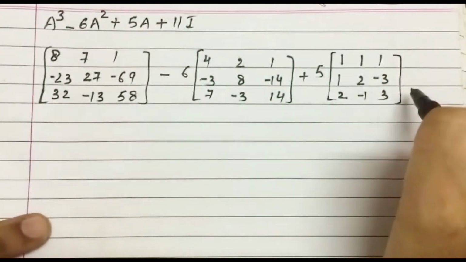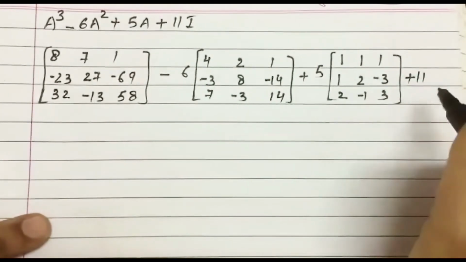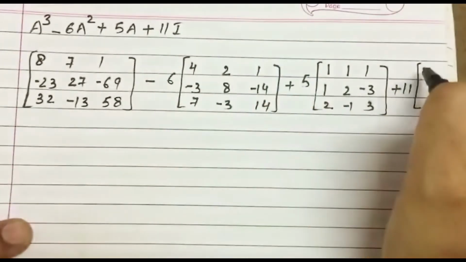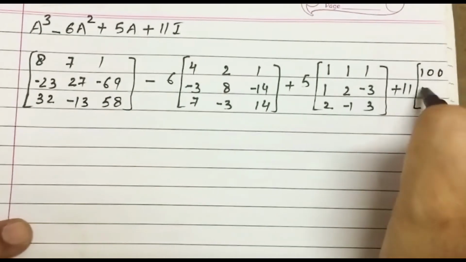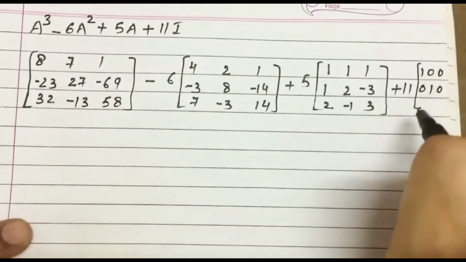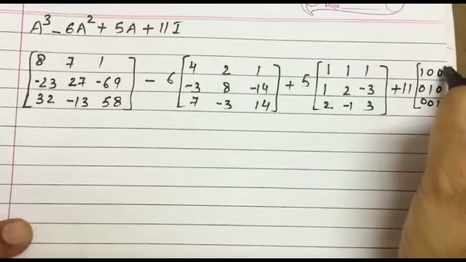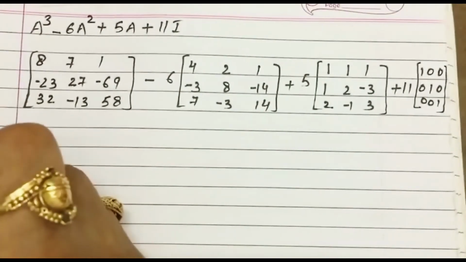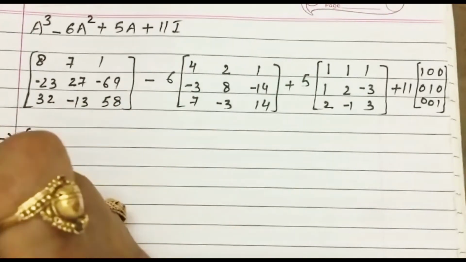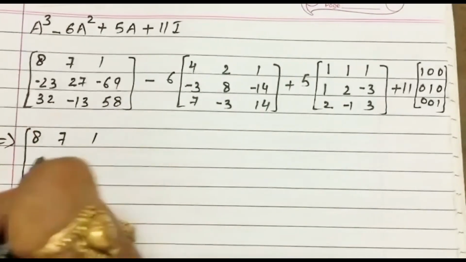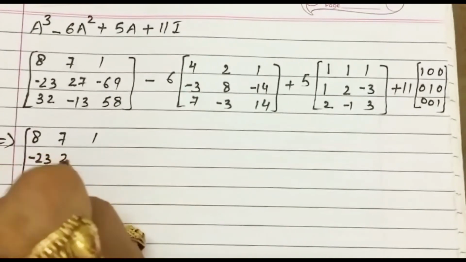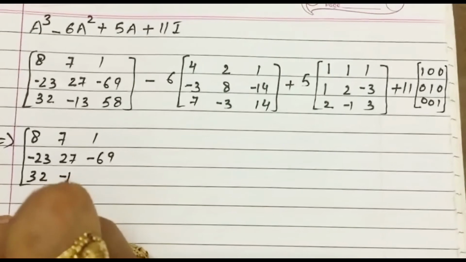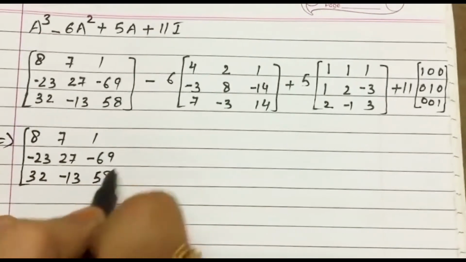Okay, and then plus 11 and write the identity matrix of order 3. So 1, 0, 0. Here 0, 1, 0 and it's 0, 0, 1. Okay, and now solve this. Write it as it is. 1, minus 23, 27 is minus 69. Here 32, minus 13 and 58.